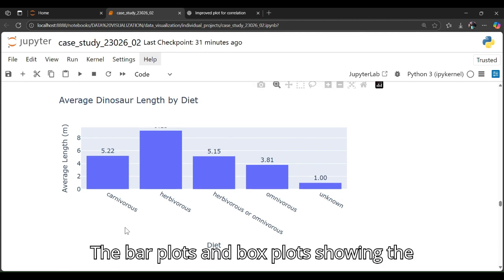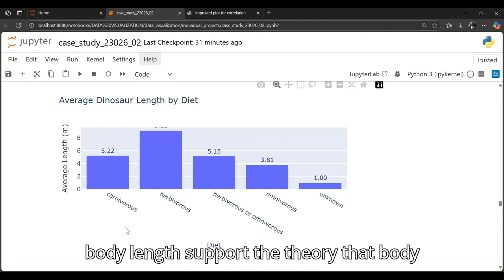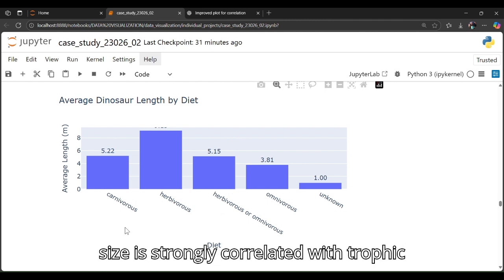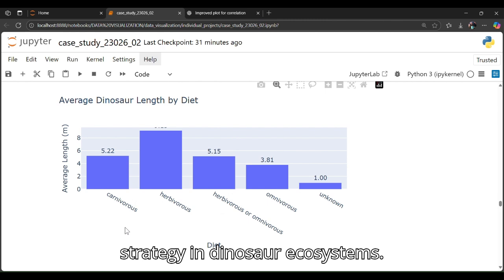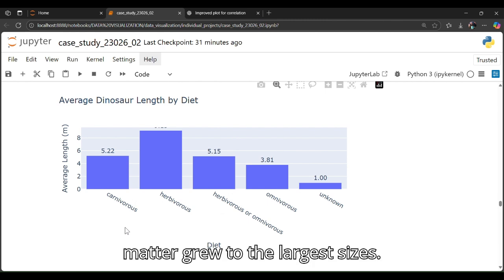The bar plots and box plots showing the relationship between dinosaur diet and body length support the theory that body size is strongly correlated with trophic strategy in dinosaur ecosystems. Herbivores with access to abundant plant matter grew to the largest sizes.